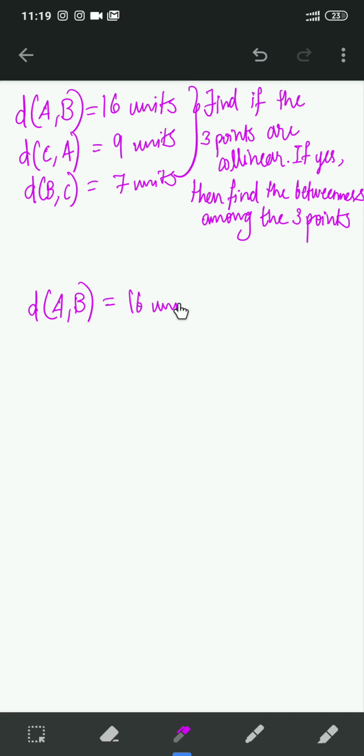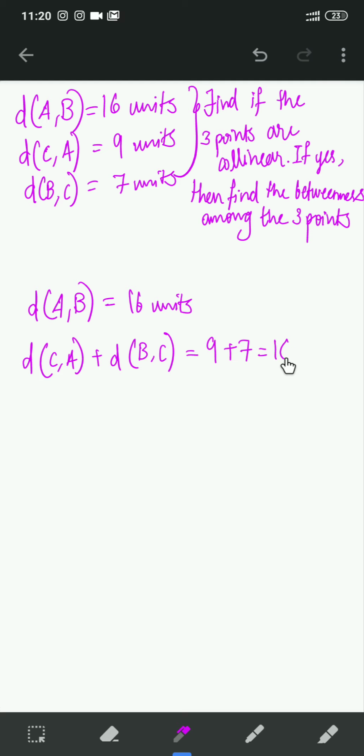The other 2 distances naturally we'll have to add. If they add up to 16, then we can say that they are collinear. So let's check that. The distance between C and A plus the distance between B and C is 9 plus 7, which is equal to 16 units. As you can see, this 16 units is equal to this. That means the distance between points A and B is equal to the sum of these 2 distances, which means all 3 points are collinear.